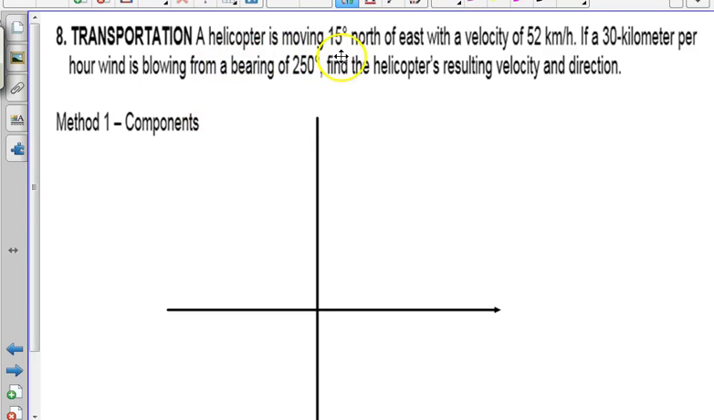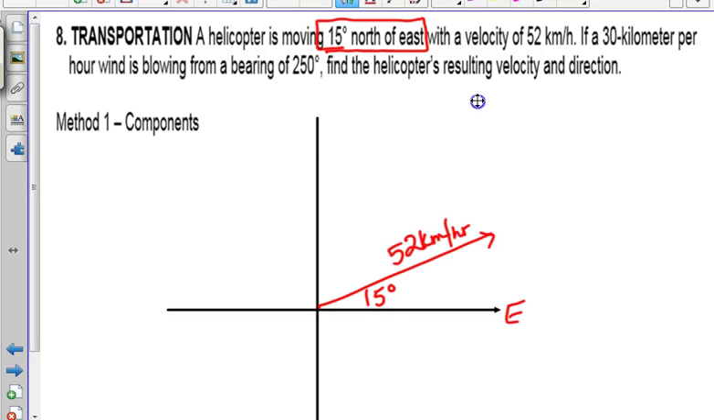A helicopter is moving 15 degrees north of east. Okay, what does this mean? We haven't even done one with that kind of notation. North of east means, okay, 15 degrees north of east. It's actually very nice, because it's already off the positive x-axis, right? And it's moving at 52 kilometers per hour. So to find the components of the helicopter before we go any further, what would I type? 52 cosine of 15, 52 sine of 15.